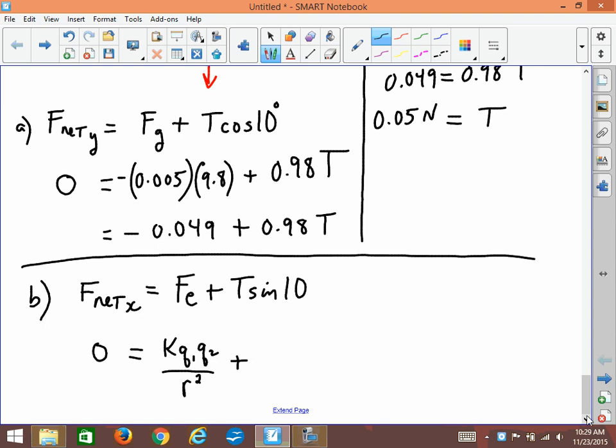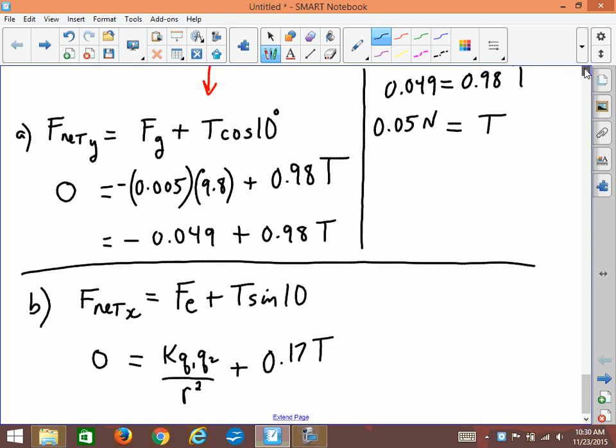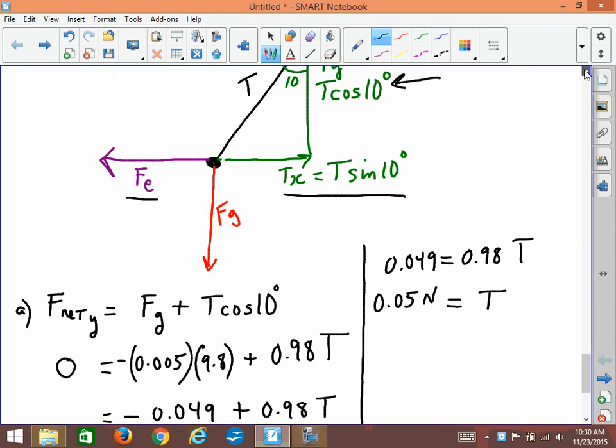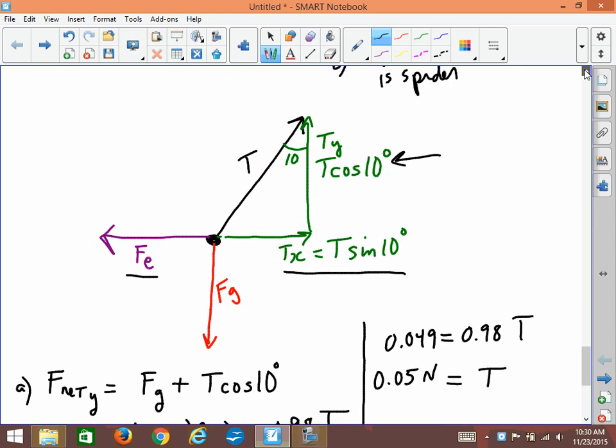And we have to decide now about directions. This is where things get a little bit weird with the plus and minus. Let's get the T sine 10 first. That would be plus 0.17 T. Now, let's look at our picture. The electrical force is over here, pointing to the left, which means that in our net force equation, it has to have a negative value to show left.